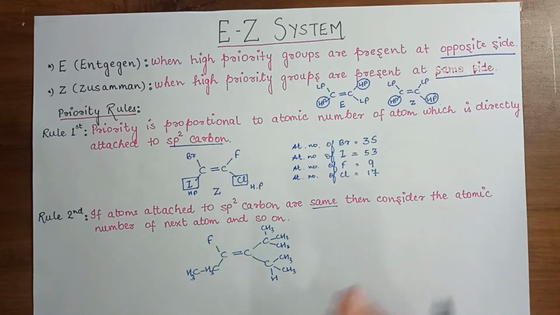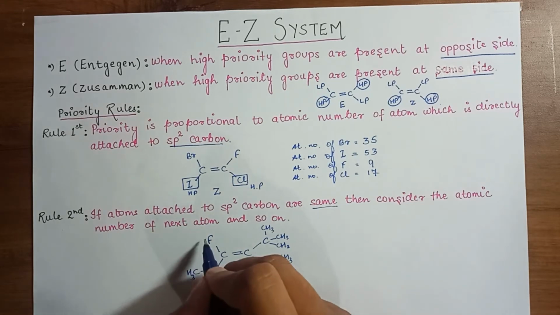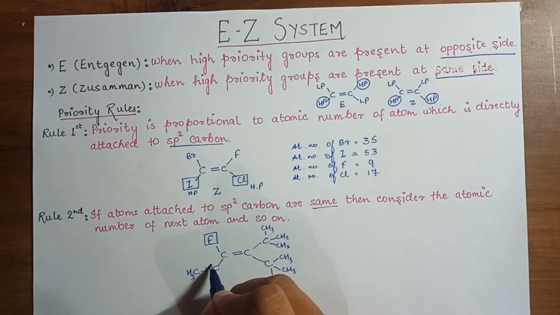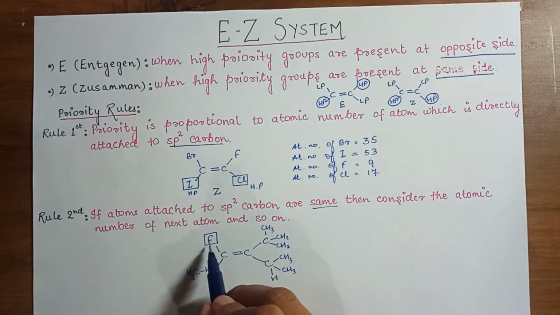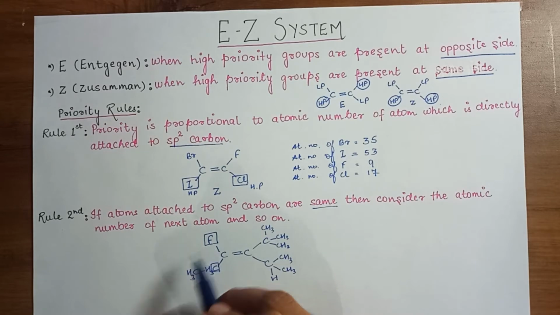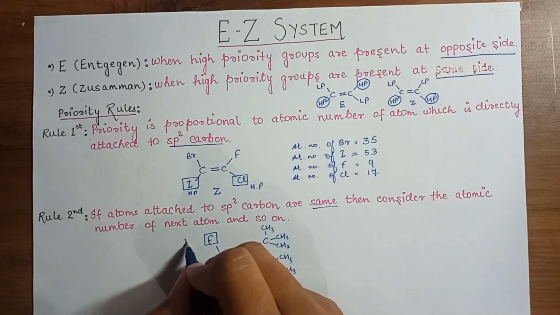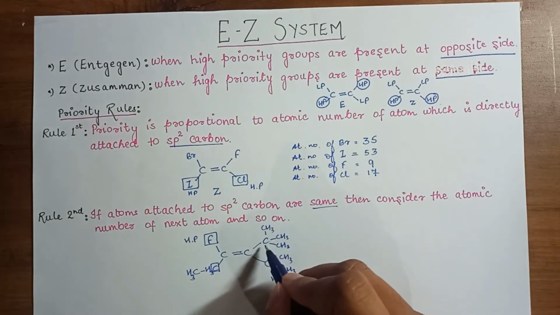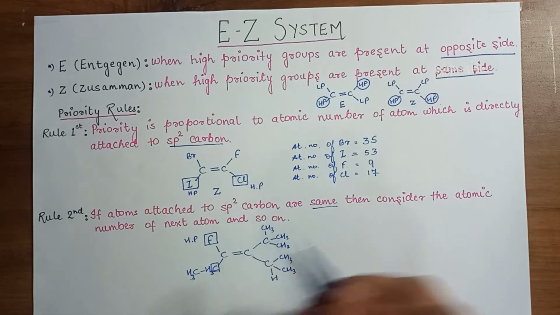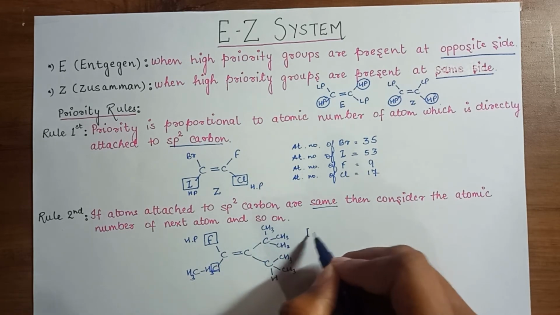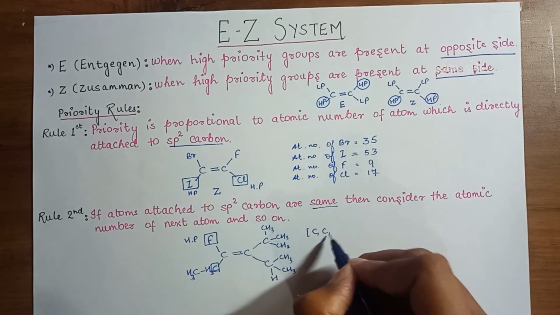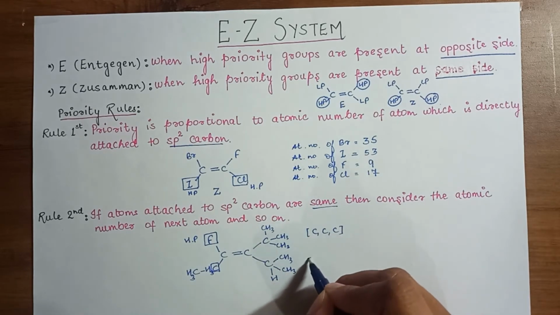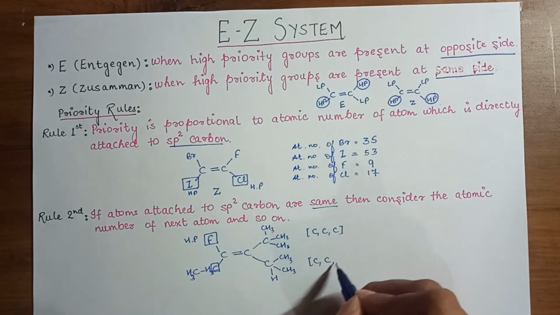Now next you have to identify whether it is E or Z. Look at this carbon, fluorine. We have two atoms, fluorine and carbon. The atomic number of fluorine is 9, whereas carbon is 6. So fluorine has a greater atomic number as compared to carbon, so this will be my high priority group. Now look at this carbon. These two atoms are the same, carbon and carbon. So move to the next atom. Here we can see three atoms: one is carbon, second is carbon, and third is carbon. Here we can see the first is carbon, second is carbon, and third is hydrogen.